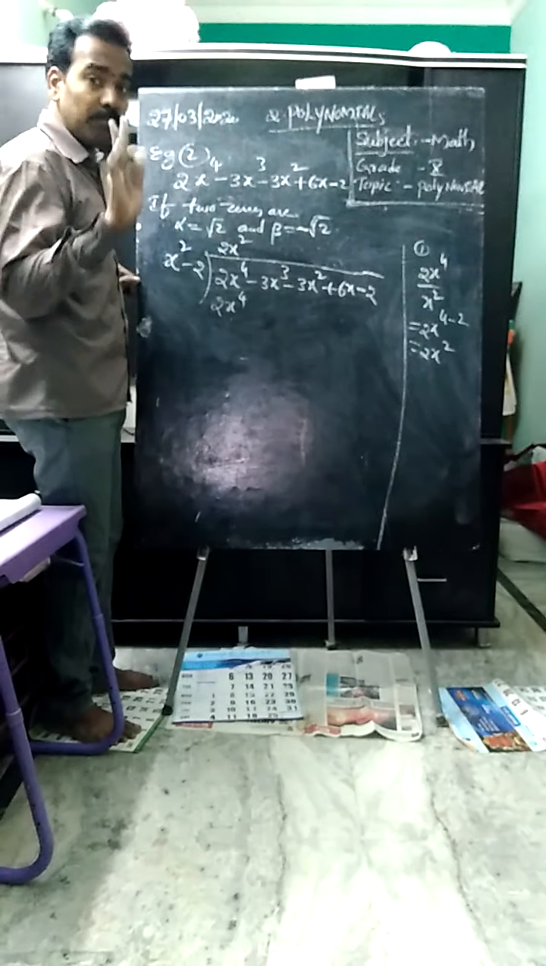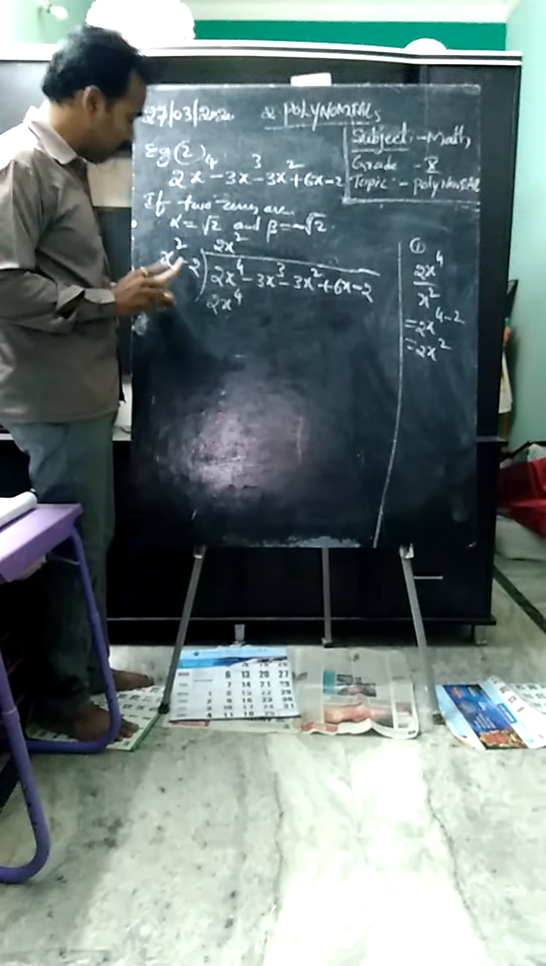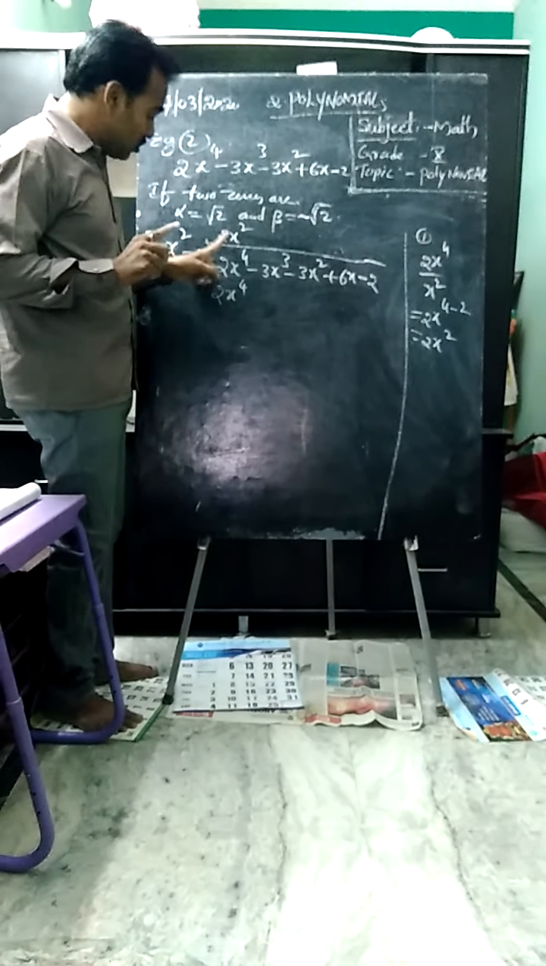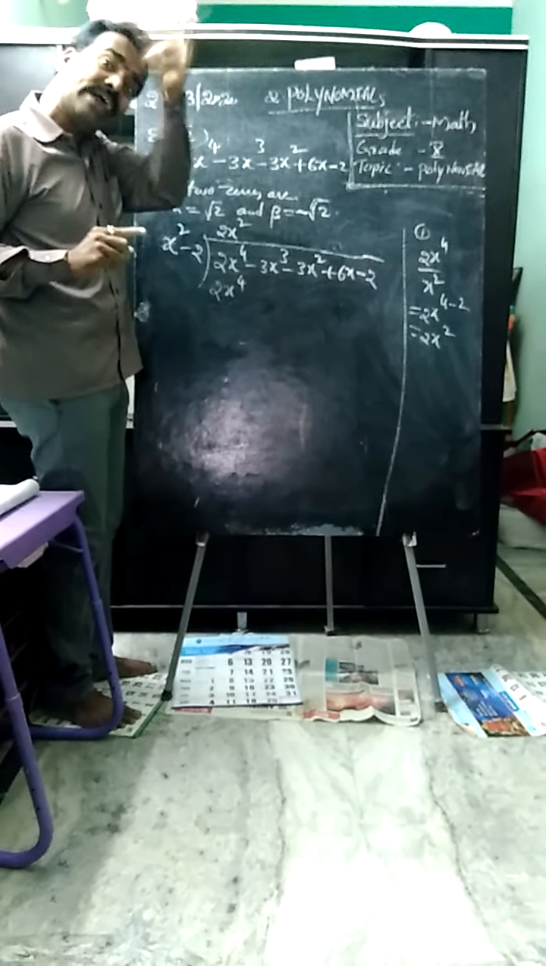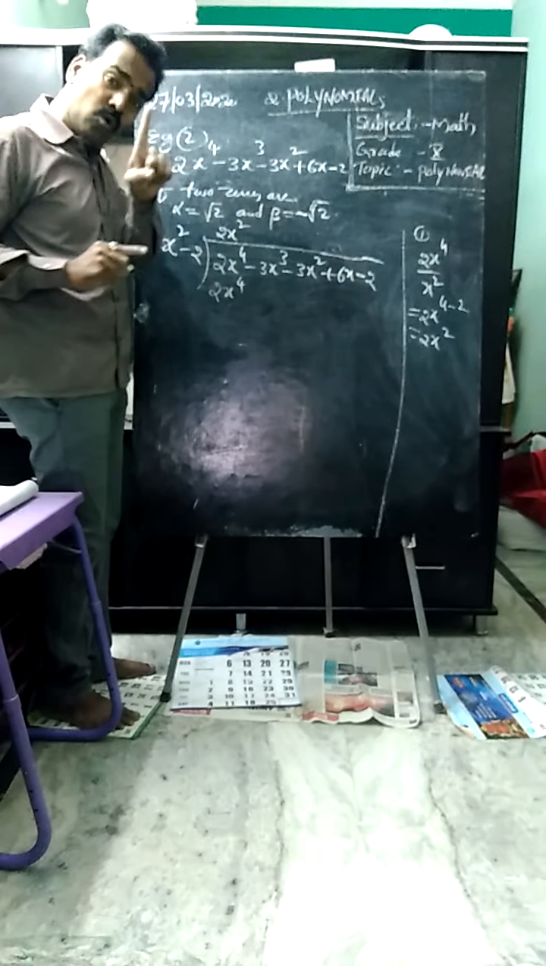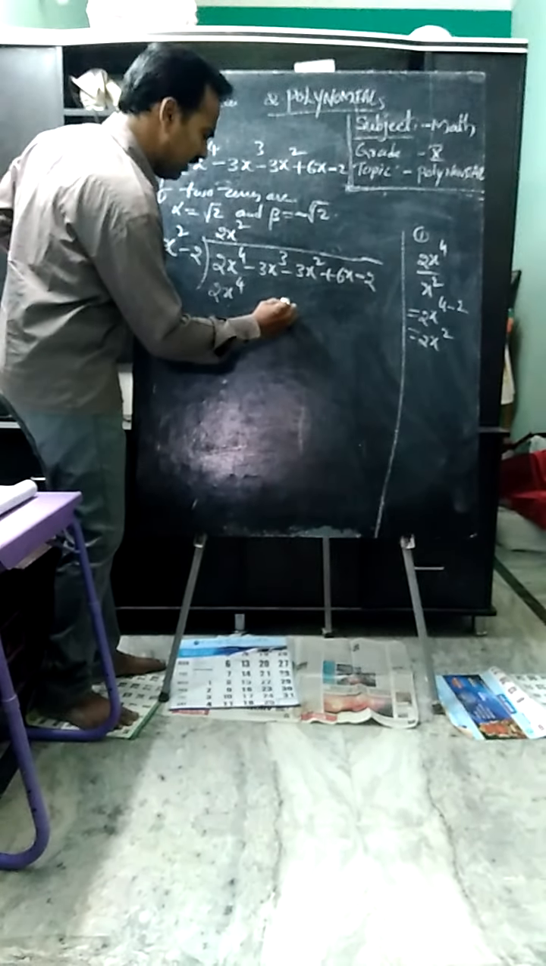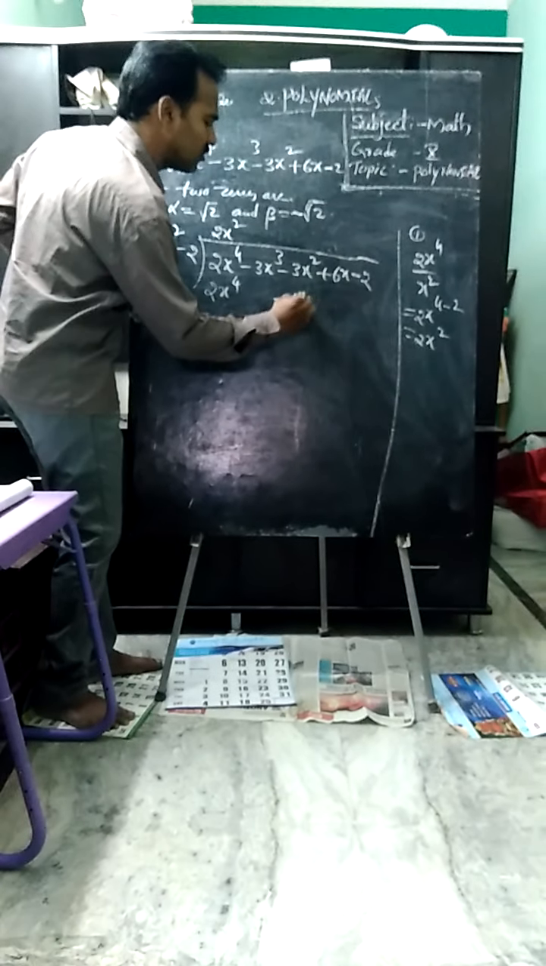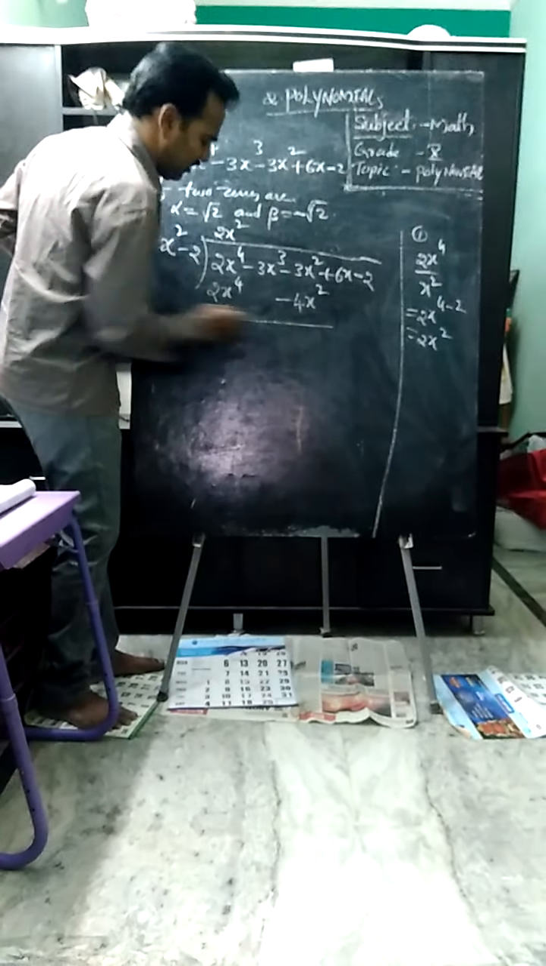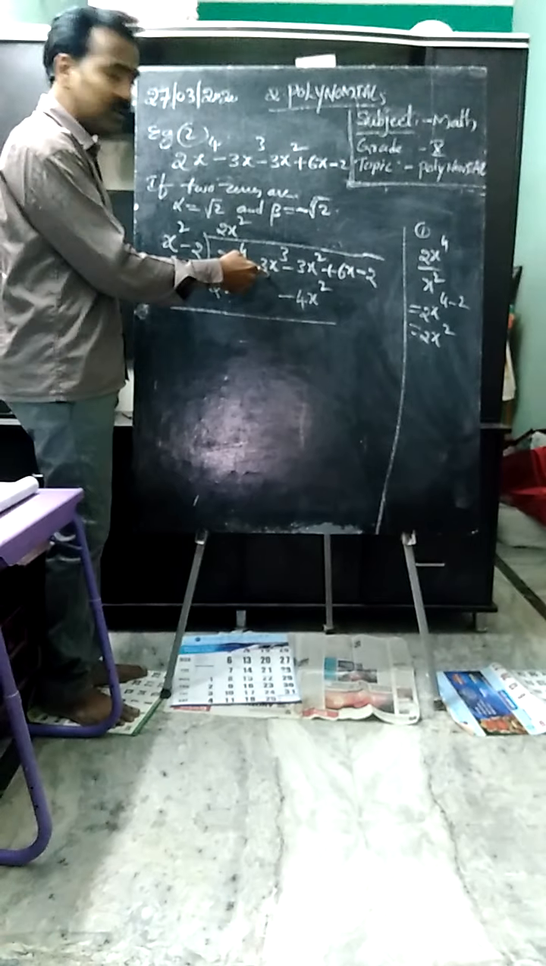These two are like terms. But here be a little careful. Minus into plus is minus, 2 into 4x square, we will get x square only. So here write down the 4x square term. Write down the x square term down, not the x cube term down.